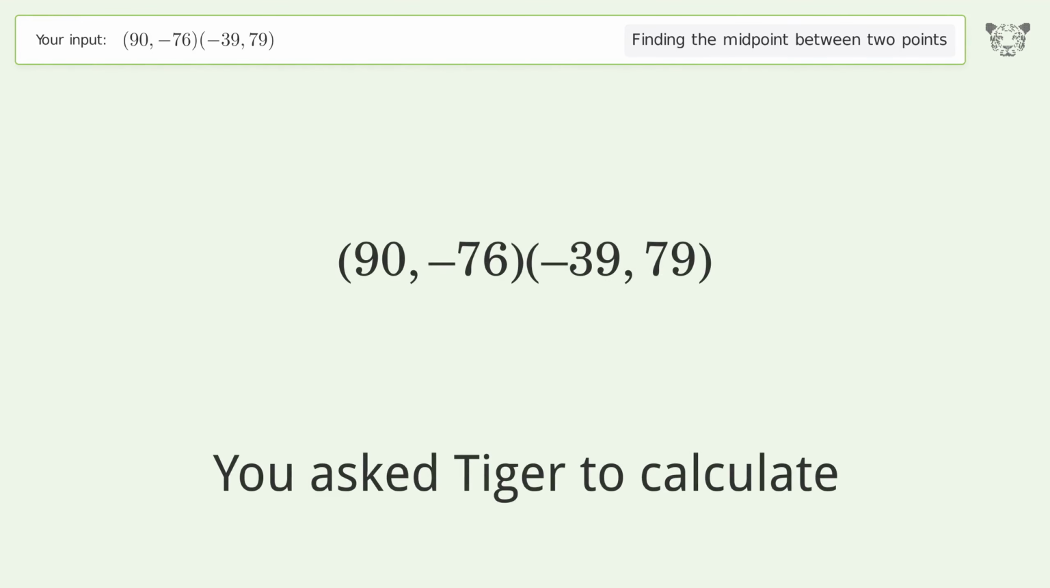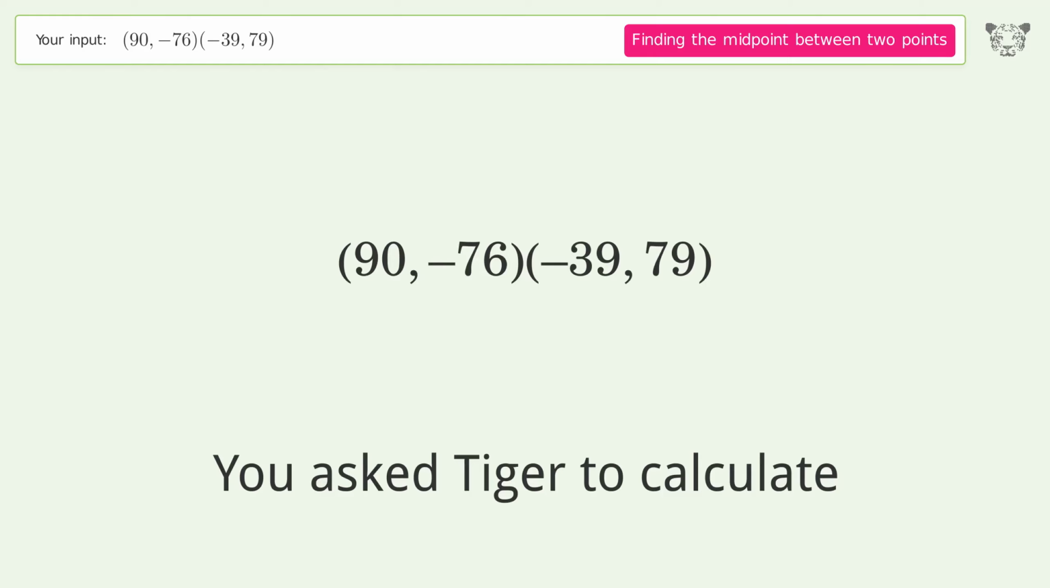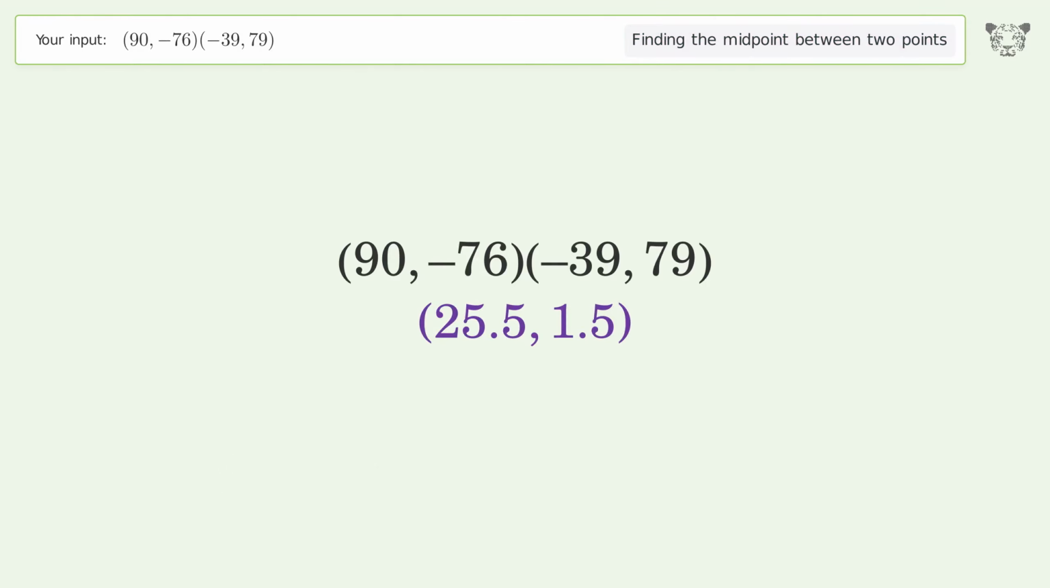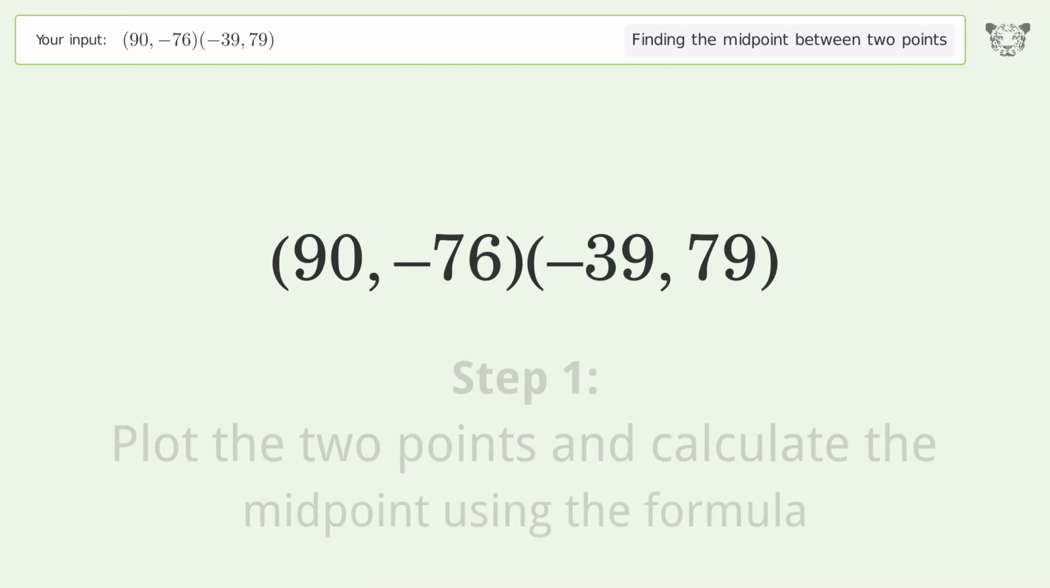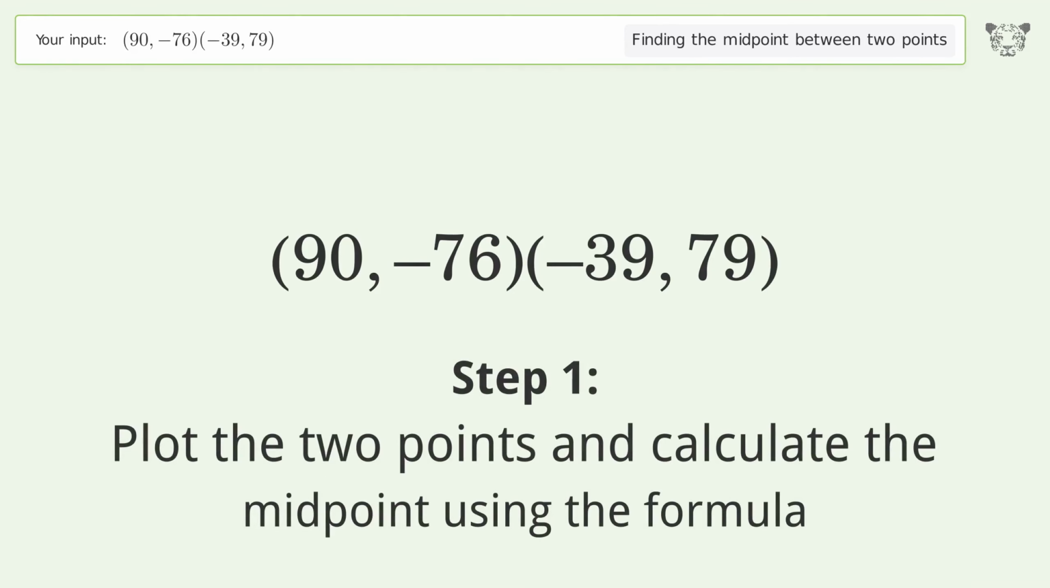You ask Tiger to calculate. This deals with finding the midpoint between 2 points. The midpoint between the 2 points is 25.5, 1.5. Let's solve it step by step. Plot the 2 points and calculate the midpoint using the formula.